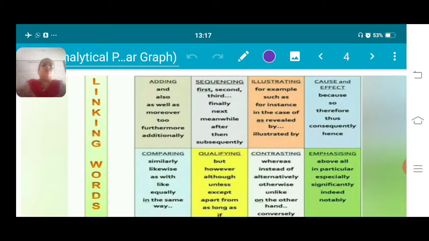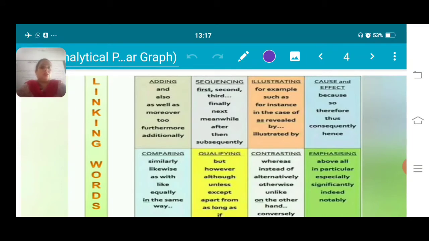Next are the linking words which you have to use. So this is the picture, a clear picture is given to you for when you have to add sentences. So you have to use which words when you have to give the sequence, illustrating, cause and effect, and comparing, qualifying, contrasting, and emphasizing. So the words which are given here you have to use for that, okay, for joining different sentences, all that.